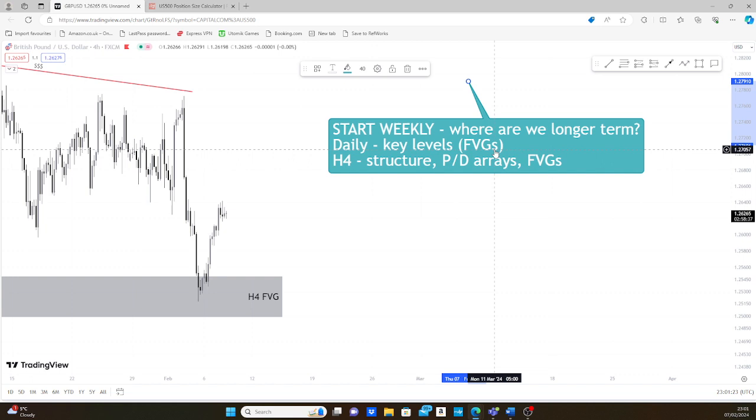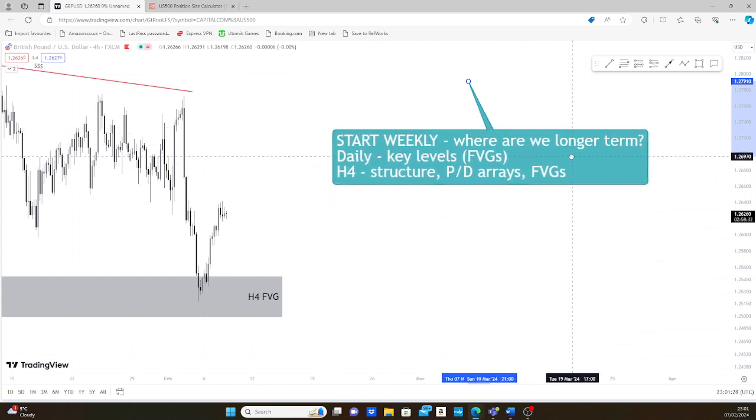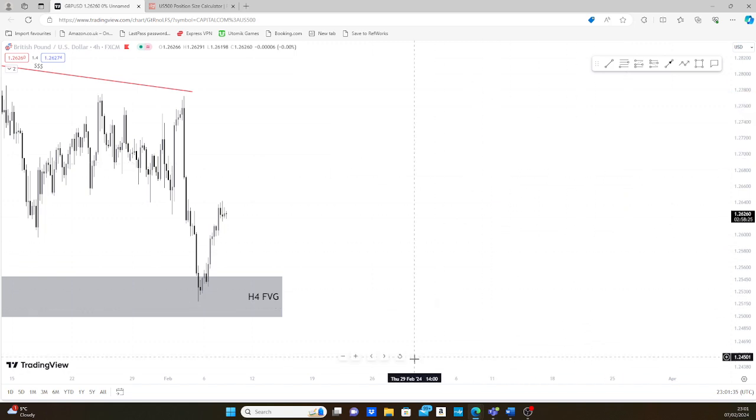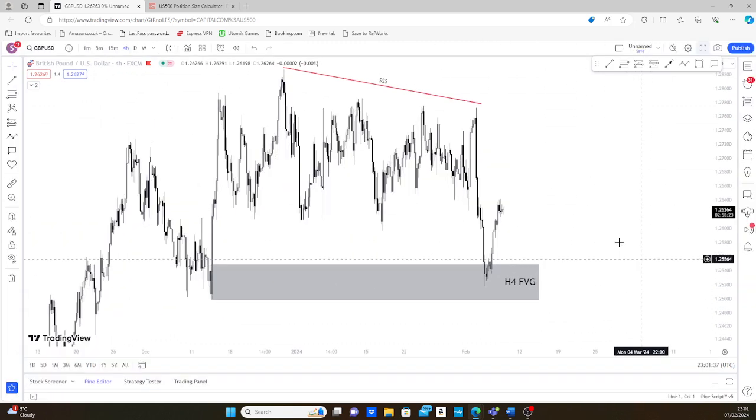So we've got the very higher time frames, and we've got the higher time frames being the daily and the 4 hour. And these are the concepts that we use, right? So this is how I frame every single trade: weekly, daily, 4 hour. Now let's go down to the M15. So what do we look at on the M15 or the 15-minute chart?